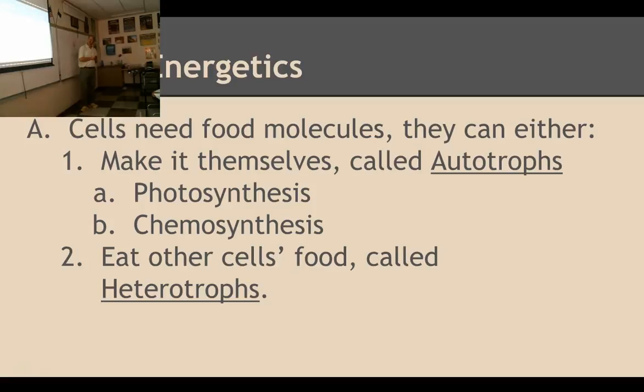Okay? So heterotrophs are animals and funguses and tons of bacteria. These are things that eat something else. They eat somebody else's food. Okay? Those are the only two strategies out there.